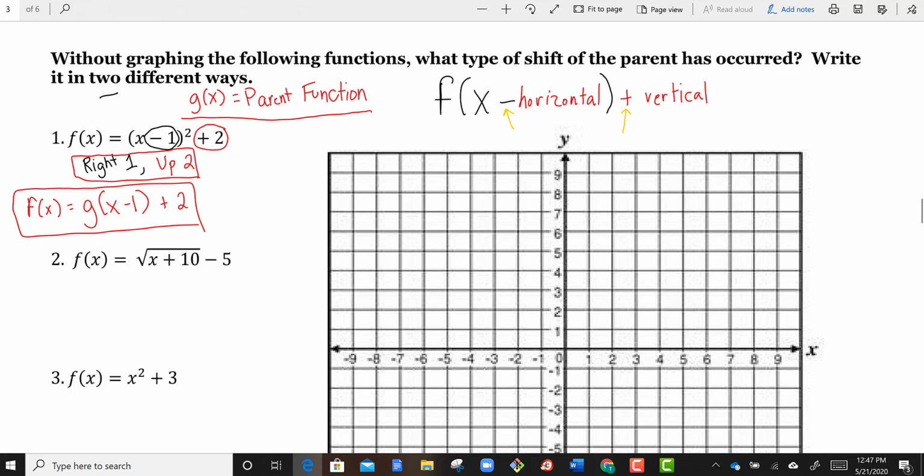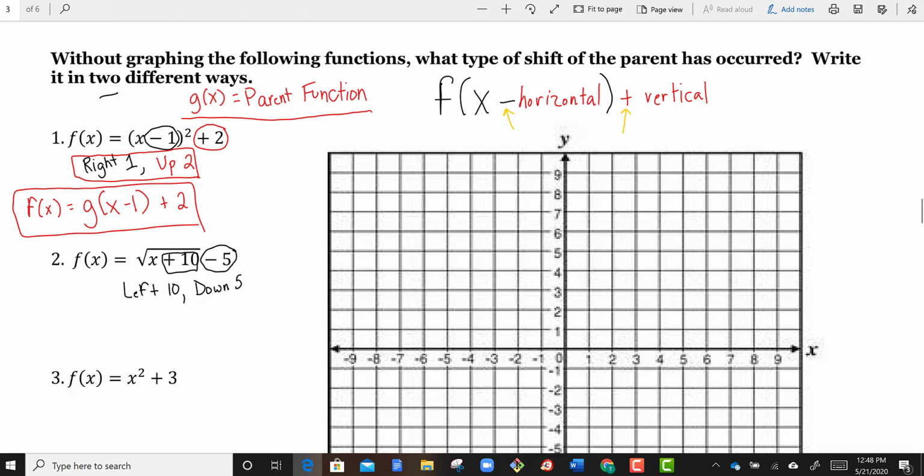All right, number 2, +10 is on the inside, so that's a horizontal shift. So that's going to shift us left 10 units. And you've got a -5 on the outside. On the outside is our vertical shift, so that's going to take us down 5.